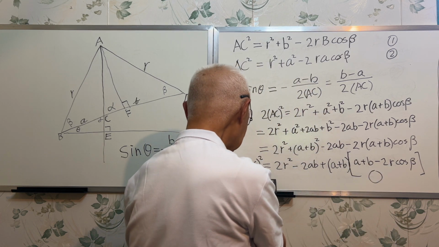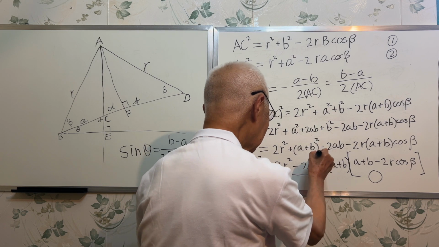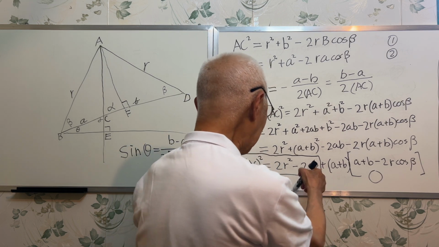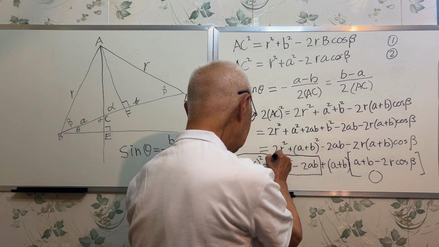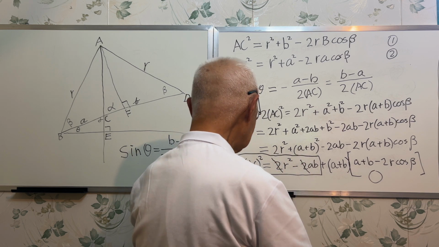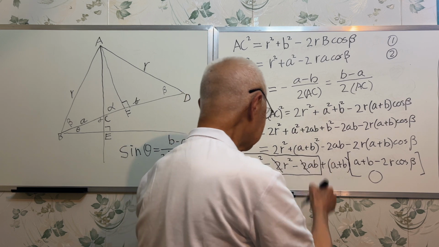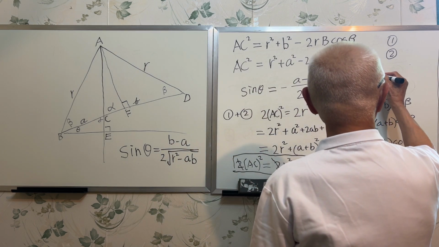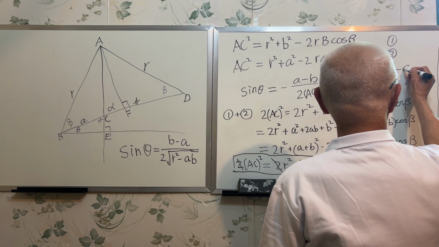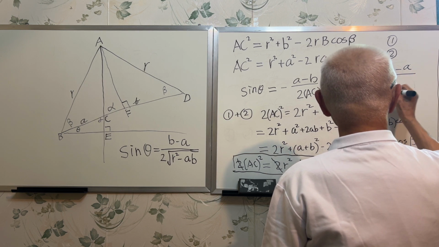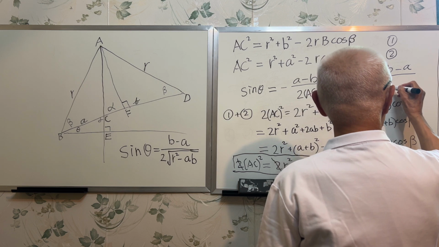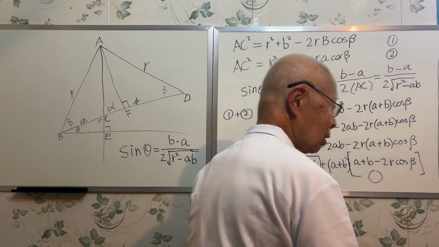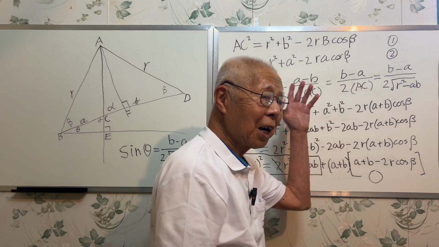Therefore, I have this part. From this part, I can cancel the 2. So AC squared is R squared minus ab. So AC is the square root. Very good. I have proved it.